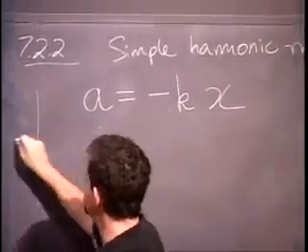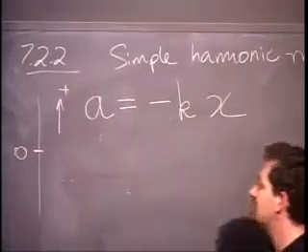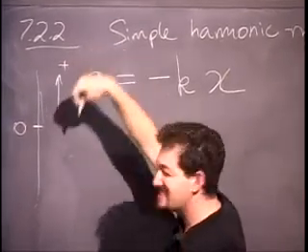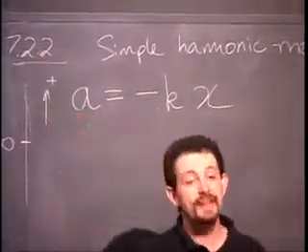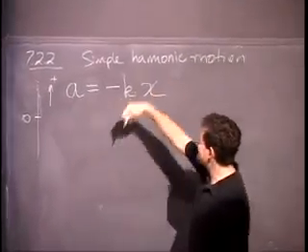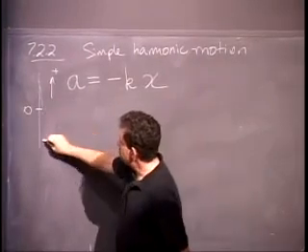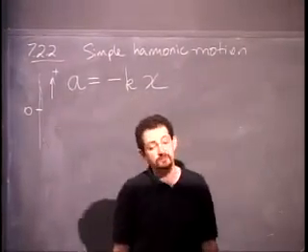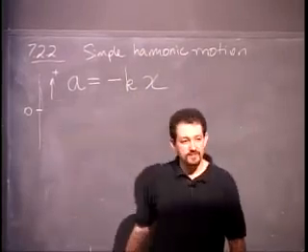Your position is 0, and I'm going to take upwards as positive and downwards as negative. So if I'm above 0, the acceleration is actually negative, and the further I am above 0, the more negative it is. Because x is bigger, so acceleration is a bigger negative number. But when I'm below 0, x is negative, so the acceleration is actually positive, meaning upwards. And the further down I get, the more the acceleration.